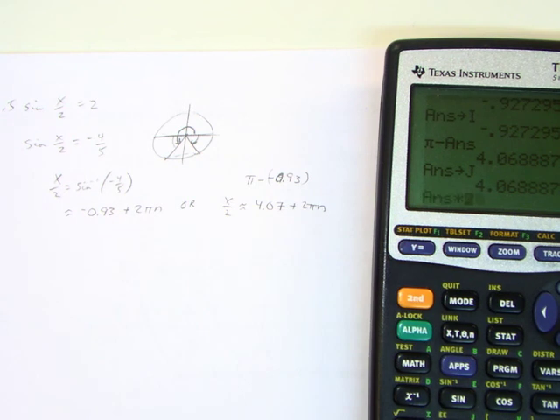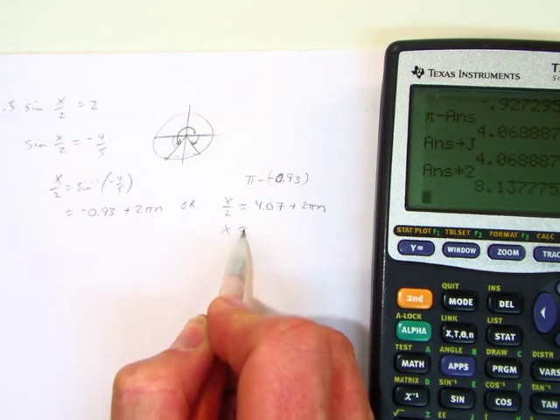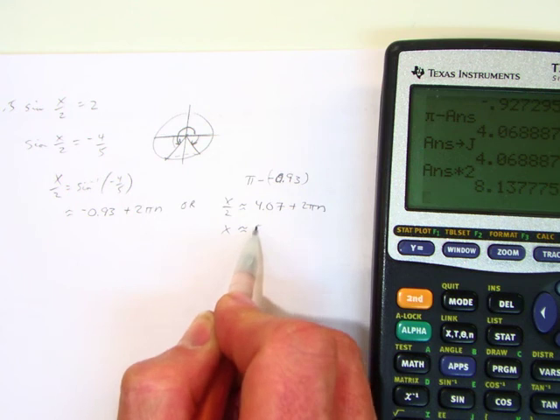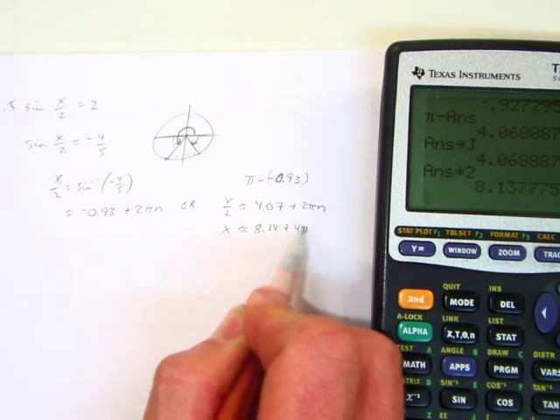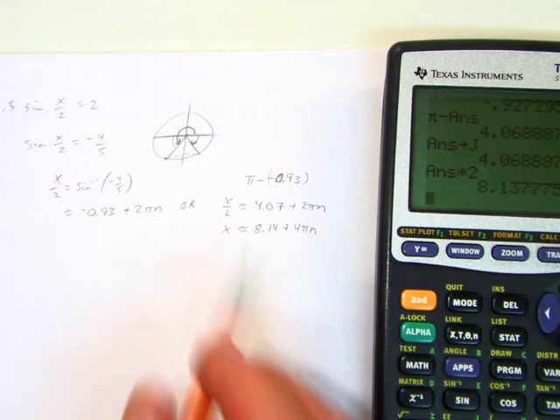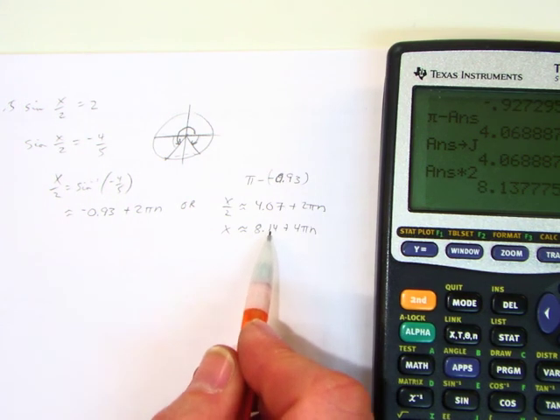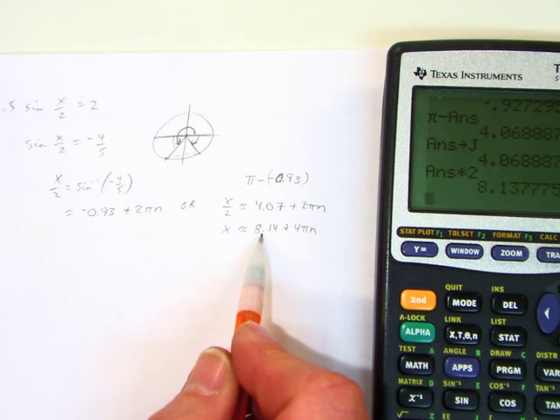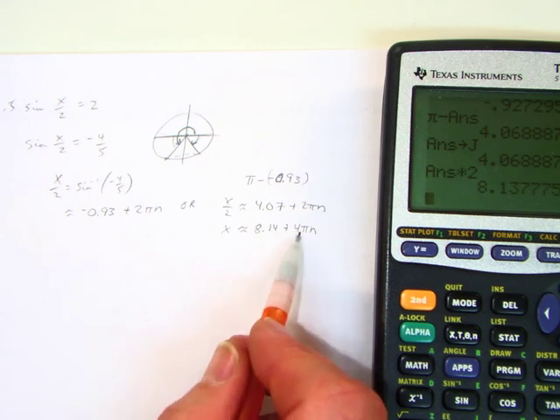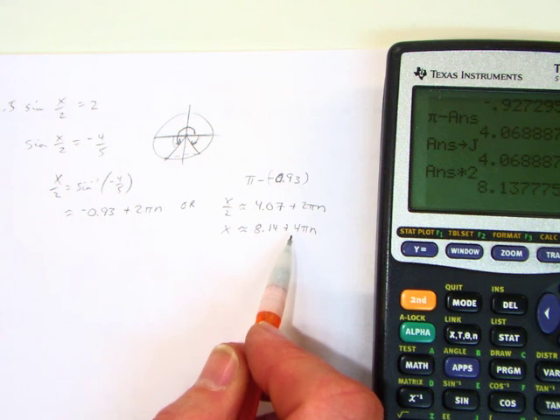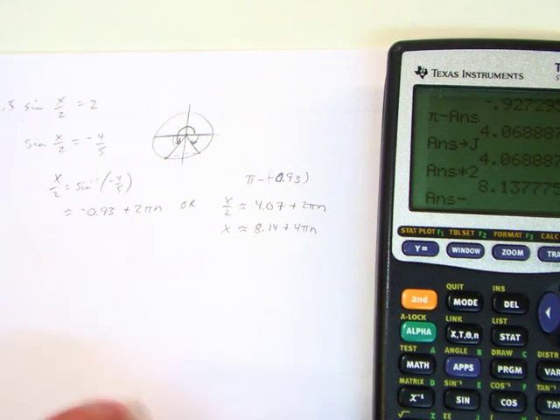So I'm going to say times 2. So I get x is approximately equal to 8.14 plus 4 pi. And now, in terms of listing these out, 8.14, well, that's bigger than 2 pi. That's bigger than 6.28. If I add 4 pi to it, I'm still going to be bigger than 6.28. What if I subtract 4 pi?